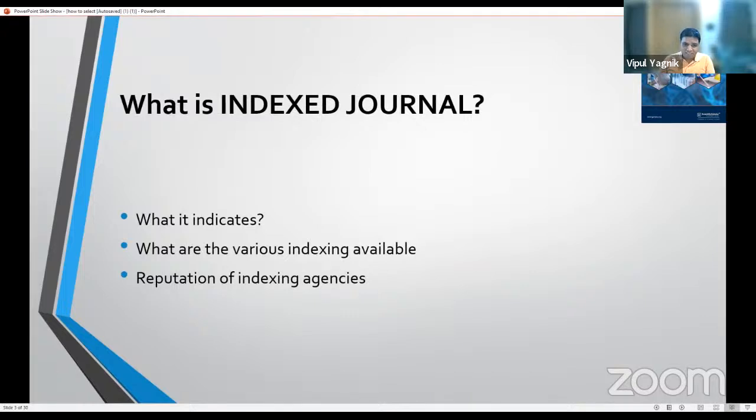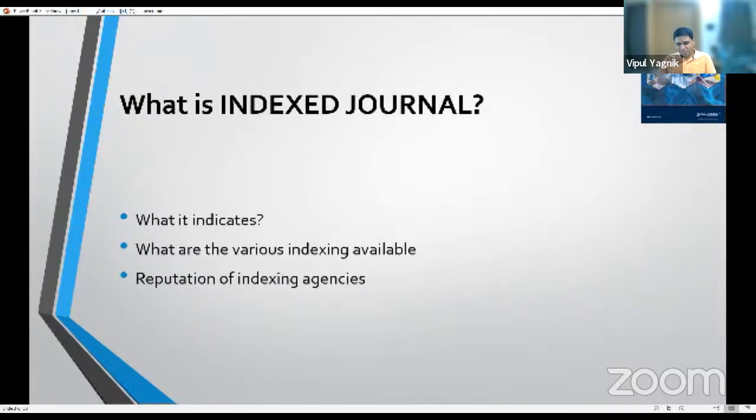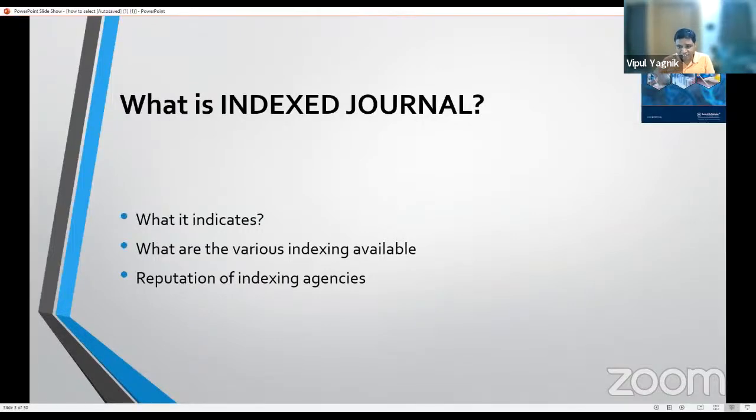So NMC has recommended a few indexing agencies, and I can make out that all the indexing agencies recommended by NMC are very reputed. On that basis, if your article is published in such an indexed journal, then your paper will have value. The initial recommendation by MCI included Index Copernicus and a few other agencies that are not properly indexing agencies. So the Index Copernicus value has no meaning in scientific literature.